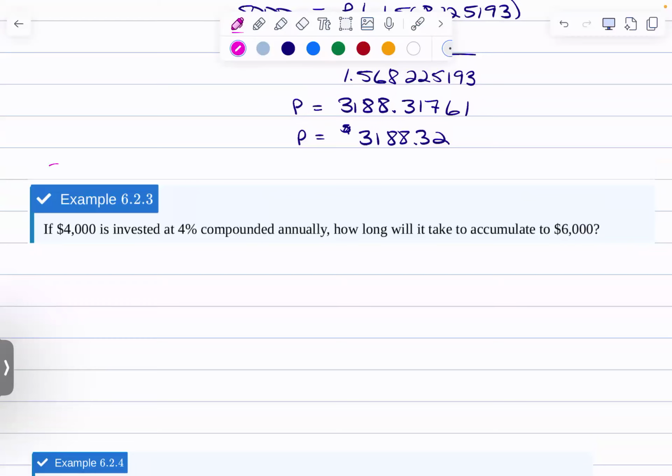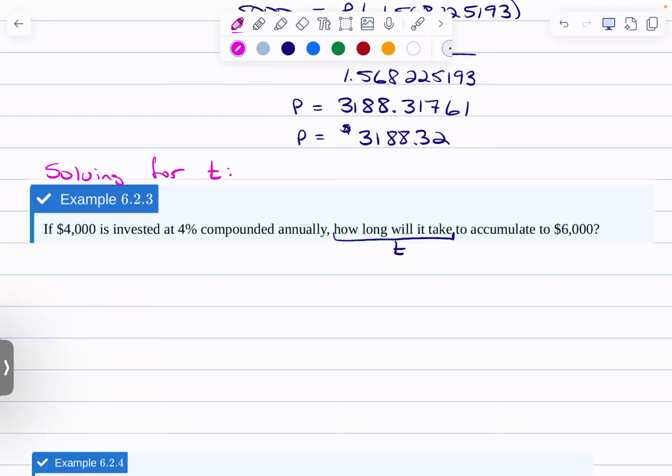So this one, we're solving for, well, let's see here. If $4,000 is invested at 4% compounded annually, how long will it take to accumulate to $6,000? So, how long will it take? That sounds like T to me. Solve for T.